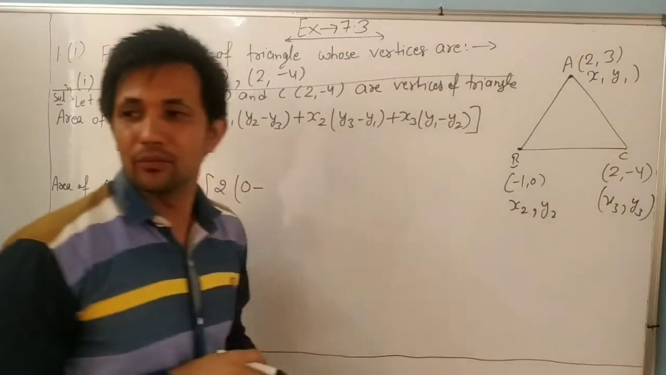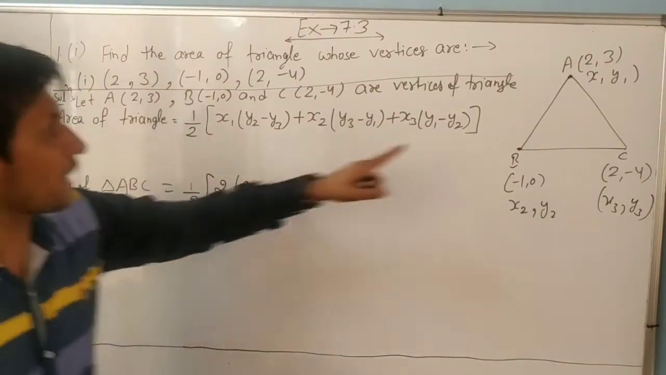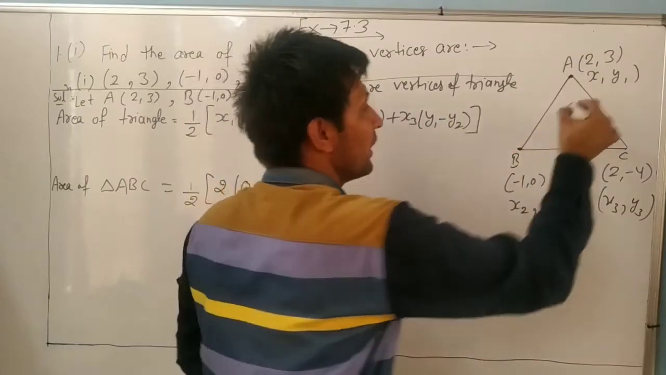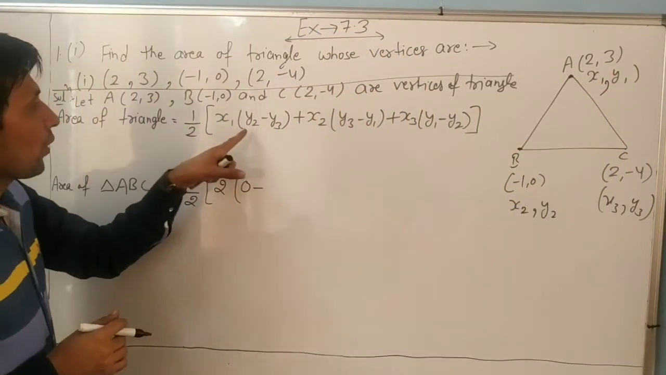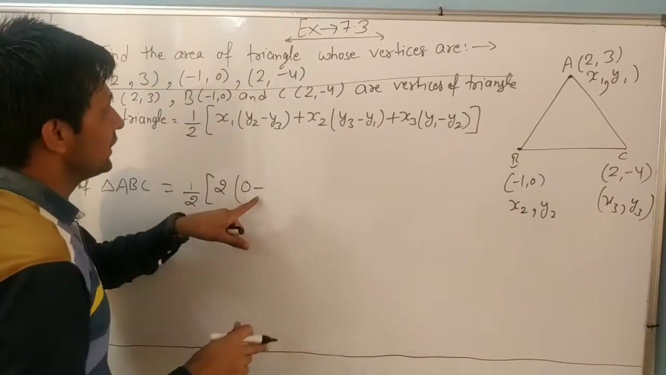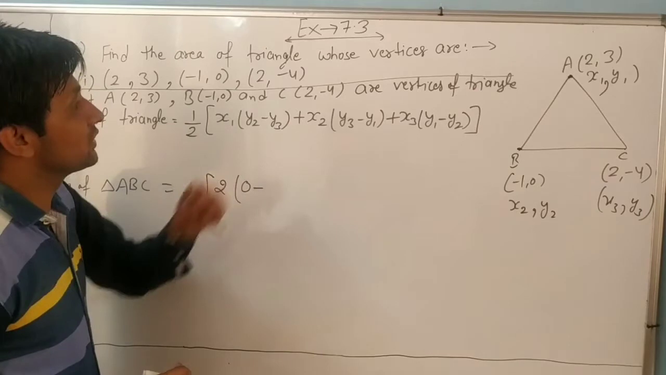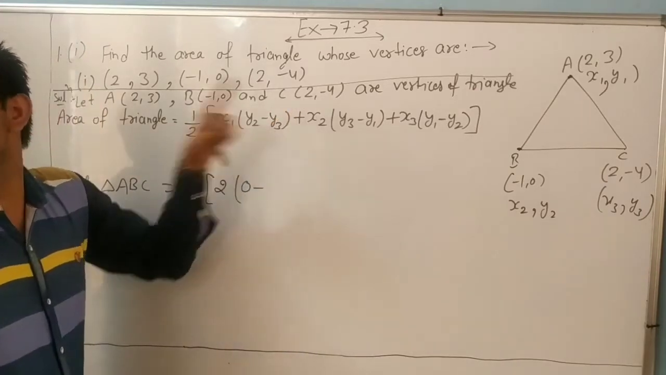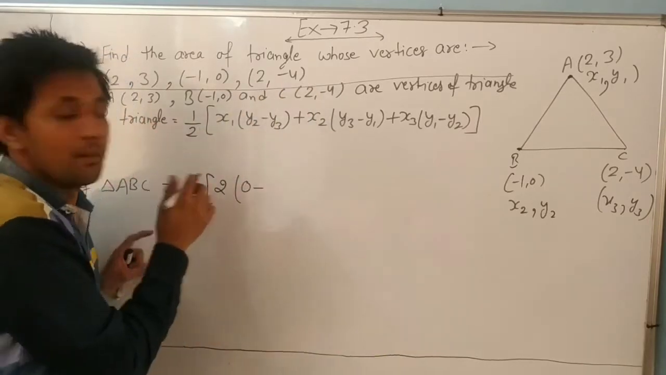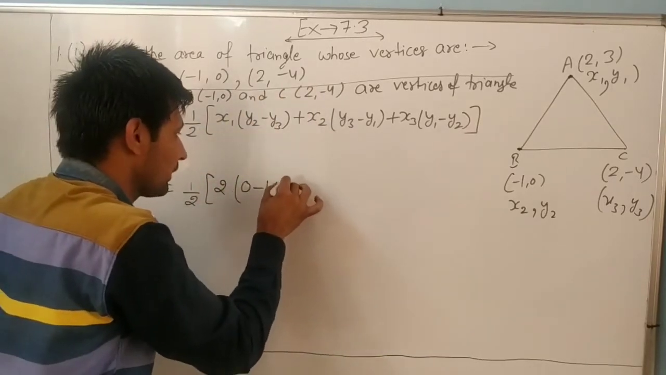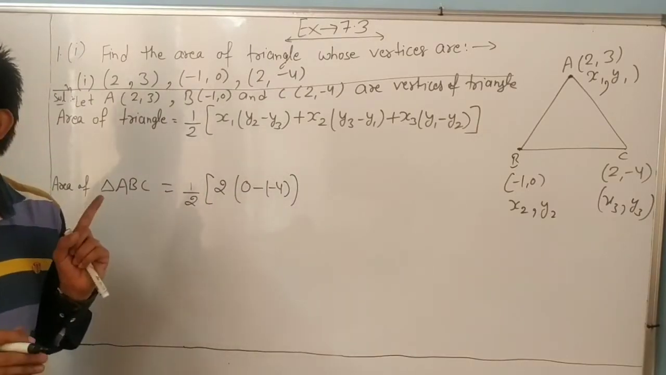You can write like this one also. Okay, now x1, first x1 is 2, y2 is 0. Now minus sign, y3. What is y3? Minus 4. One minus sign is already here and it is again minus, so we will use one more like this. Otherwise you can write directly 0 plus 4.